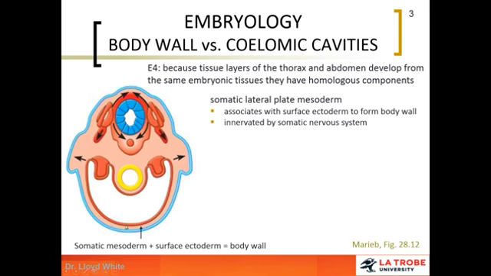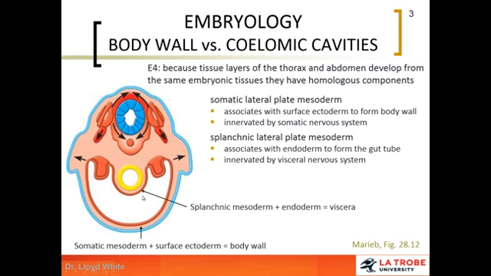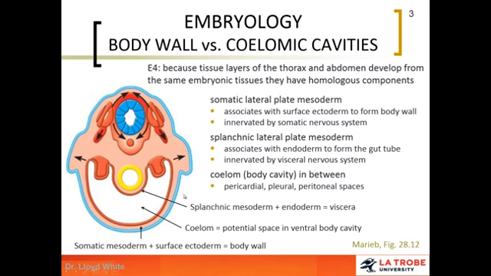So we have the somatic mesoderm and the surface ectoderm next to each other, and they will form the body wall. So in our case looking at the thoracic wall. And the splanchnic mesoderm will line the endoderm, which will form the viscera, or in our case the lungs or the heart. And in between the splanchnic mesoderm and the somatic mesoderm will be our coelom, or body cavity.